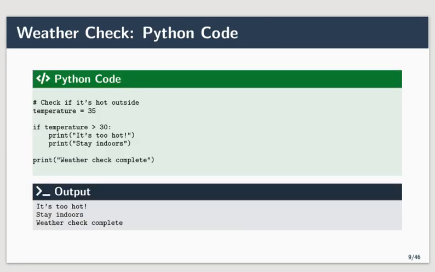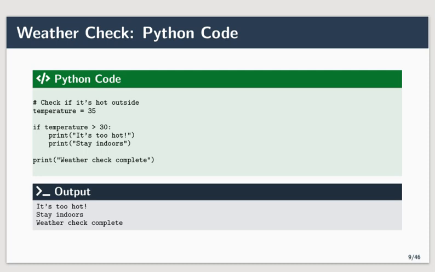Here is how we write this in Python. We set temperature equals 35, then our if statement: if temperature greater than 30, then colon. Notice that the colon is crucial. Inside we have two print statements, both indented with 4 spaces. Finally, outside the if block, we print weather check complete. Run this code and you will see it is too hot, stay indoors, and weather check complete. All three lines print because our condition was true.